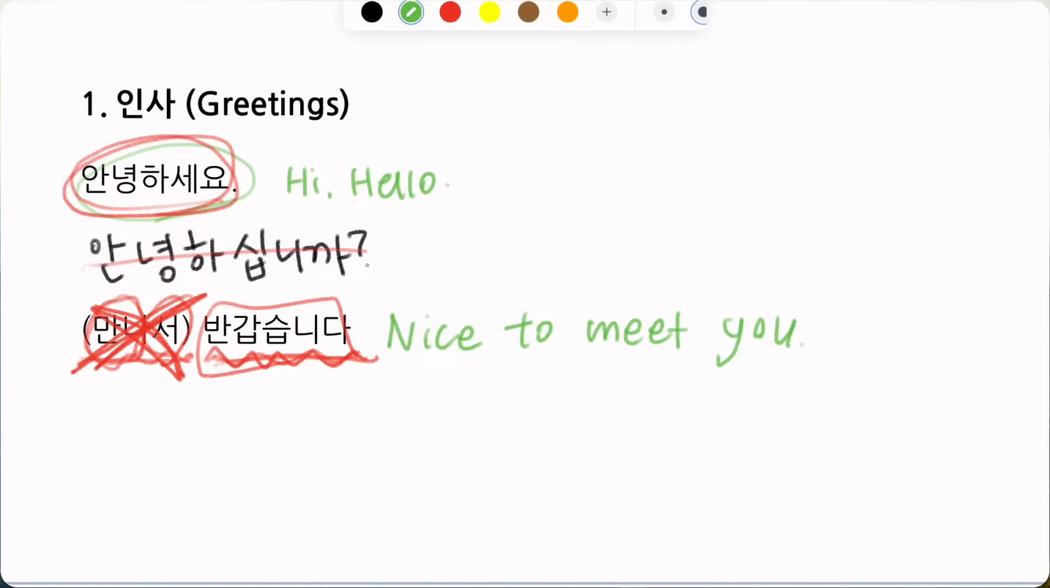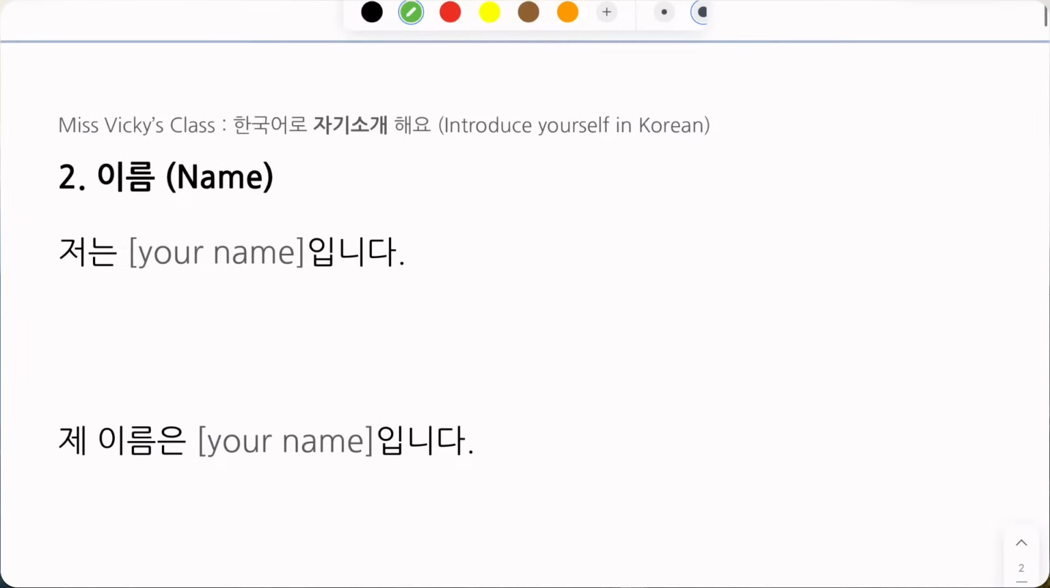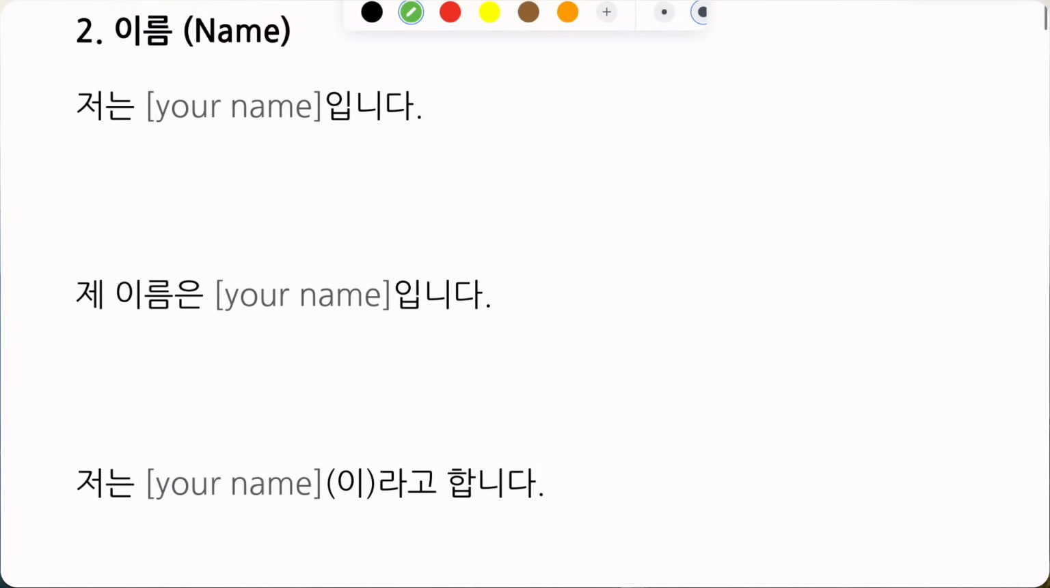And after you're done greeting, most of the time we say our name first, right? And there are 3 main ways you can say your name. The first one being the simplest one. You can simply say 저는.